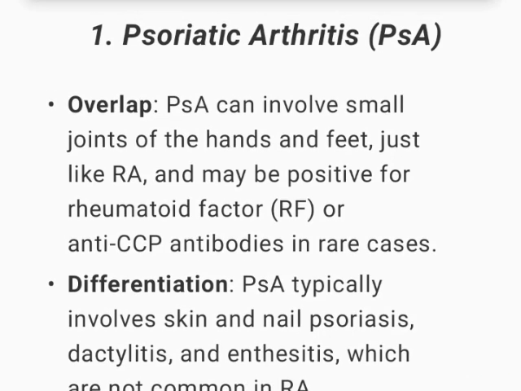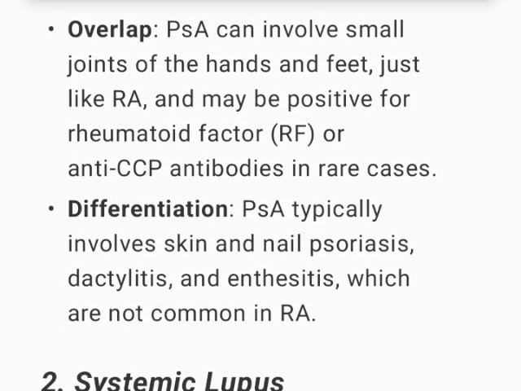1. Psoriatic arthritis, PsA. Overlap. PsA can involve small joints of the hands and feet, just like RA, and may be positive for rheumatoid factor, RF, or anti-CCP antibodies in rare cases. Differentiation. PsA typically involves skin and nail psoriasis, dactylitis, and enthesitis, which are not common in RA.